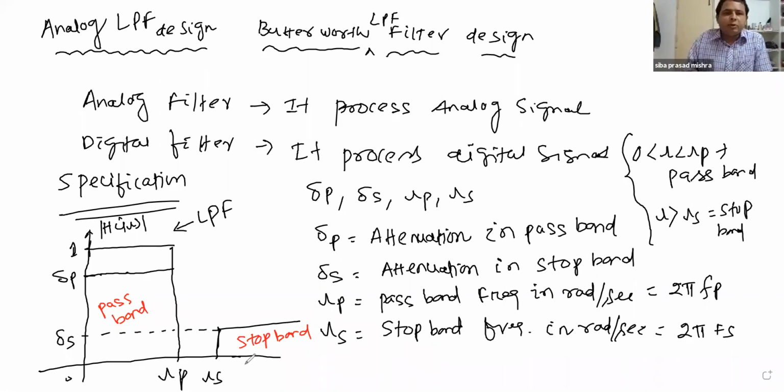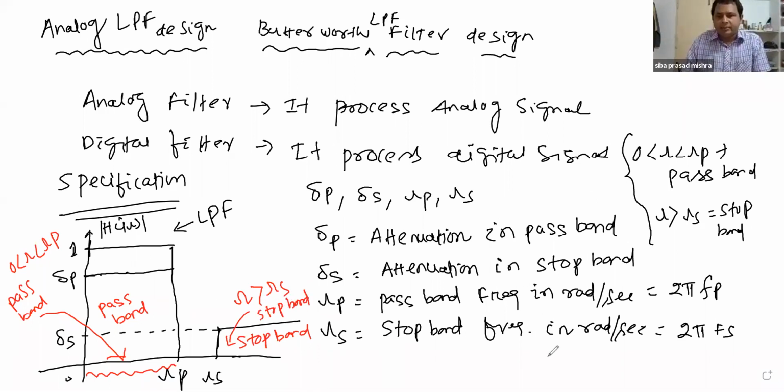And in between omega p and omega s, again it's very simple. Last class I already explained. This part is the passband. Passband means 0 less than omega p. And this portion is your stop band, omega greater than omega s.